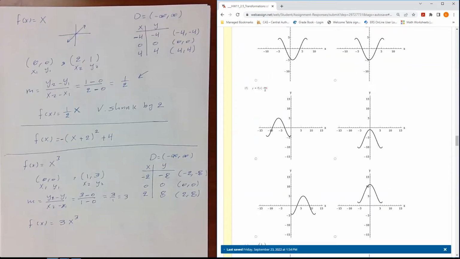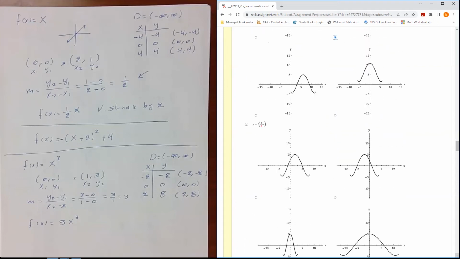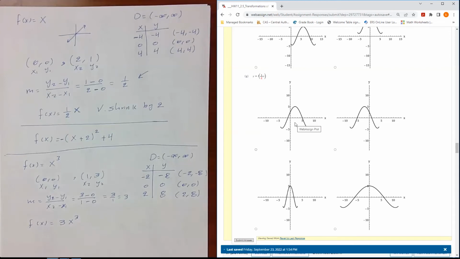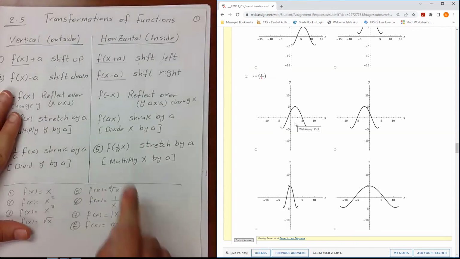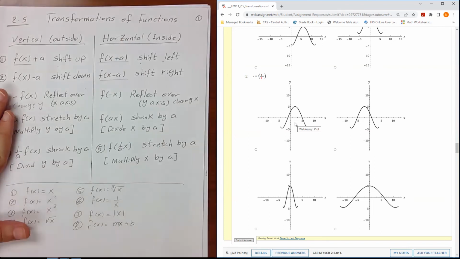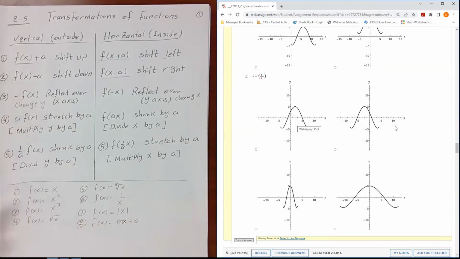Now the basic function shifted down: not this one, not this one. This is up, this is down. Now we have 1/2 inside the basic function. That means it's a horizontal stretch. If it's 1/a inside the basic function, it's a horizontal stretch. That means we're going to do a horizontal stretch.